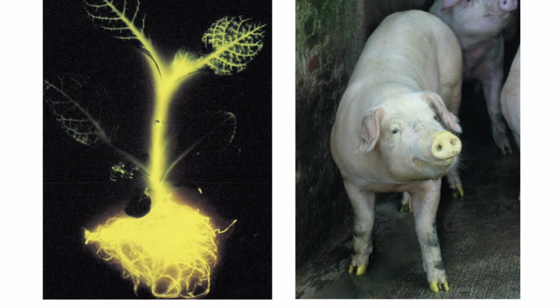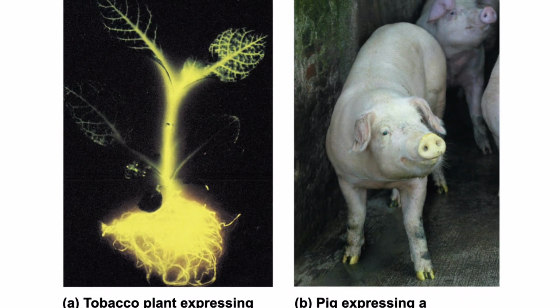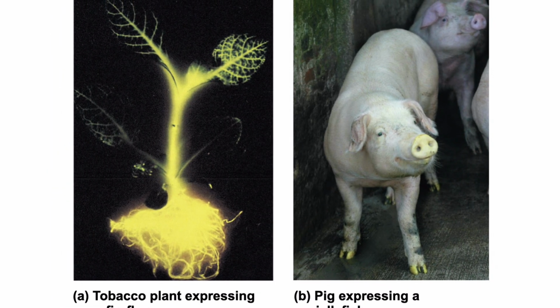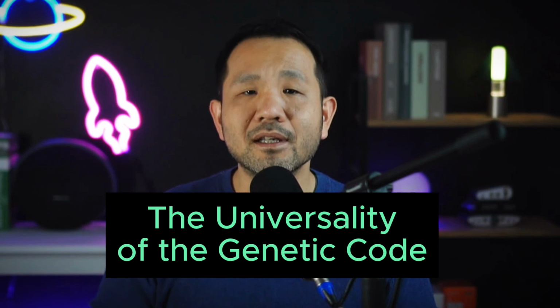First, I'd like to show you a picture. At first, it's relatively unassuming, with the tobacco plant on the left glowing in the dark due to a firefly gene that's been inserted into its genome, and the pig on the right with its glow-in-the-dark nose from a jellyfish gene. While this picture can seem fairly inconsequential, it actually hints at a super important theme in AP Biology, and that is the universality of the genetic code.